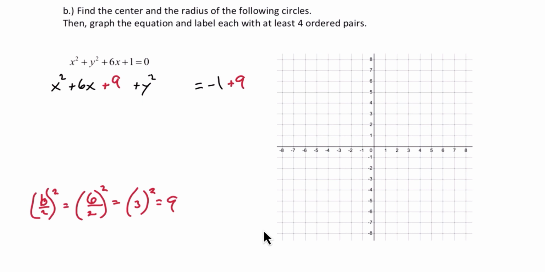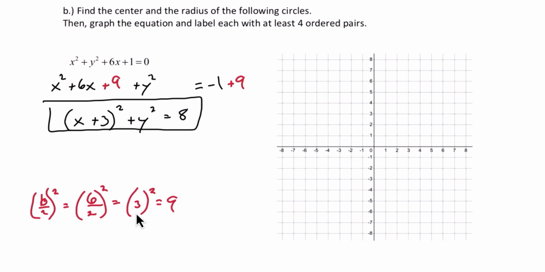And notice y squared is already a perfect square. So we don't have to do anything extra to it. Looking at the x's, we can factor as x plus b over 2, which again is 3, squared, plus y squared equals 8. Notice we now have standard form of a circle. Looking at this, we can find the center to be -3, 0. And then the radius is the square root of 8, which simplifies to 2 root 2.